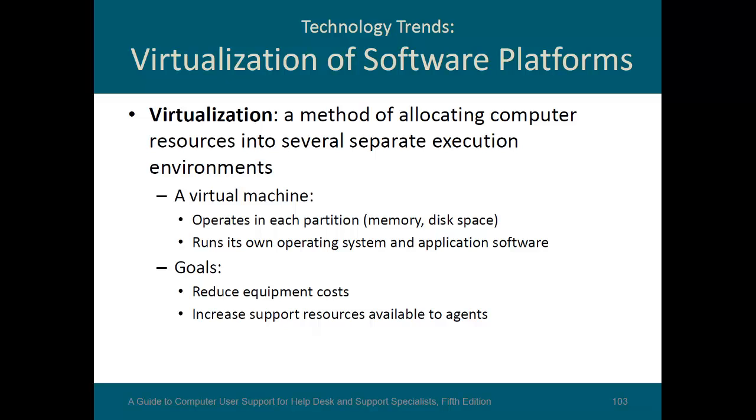Virtualization is a method of allocating computer resources into several separate execution environments. A virtual machine operates in each partition, memory, or disk space, and runs its own operating system and application software. The goal is to reduce equipment costs and increase support resources available to agents. So you can use virtual machines to run multiple operating systems in one server. That allows you to recreate all kinds of problems on your computer without affecting your computer.